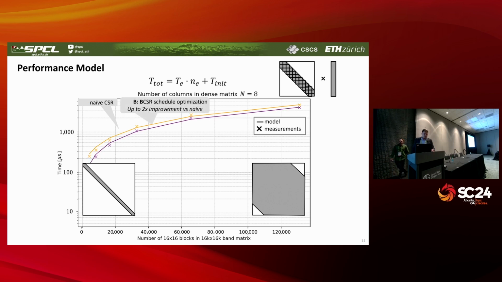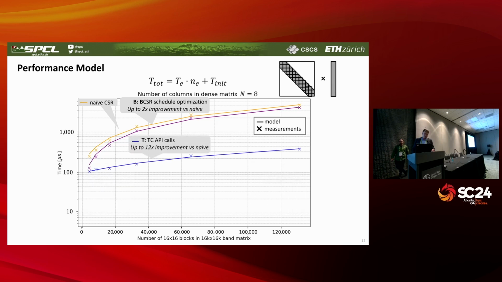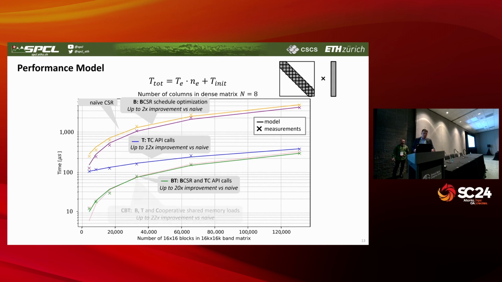With the first optimization using BCSR, we get an improvement of up to 2 times compared to the naive baseline. Then, after using Tensor Core API calls, without the BCSR format, we get a speedup of up to 12 times compared to the naive baseline. Then, combining both BCSR and Tensor Core API calls, we can get up to 20 times speedup. And finally, using cooperative shared memory loads, we get up to 22 times speedup.